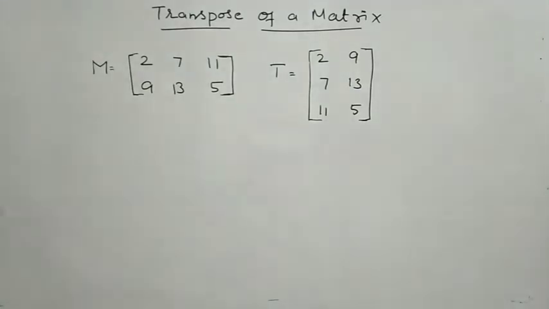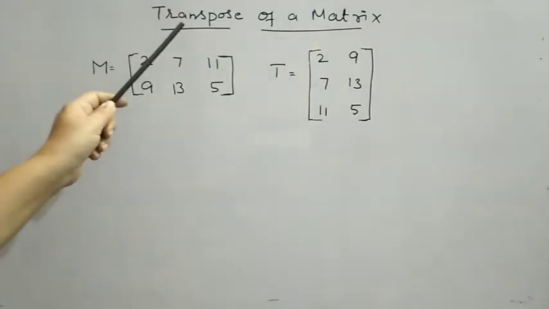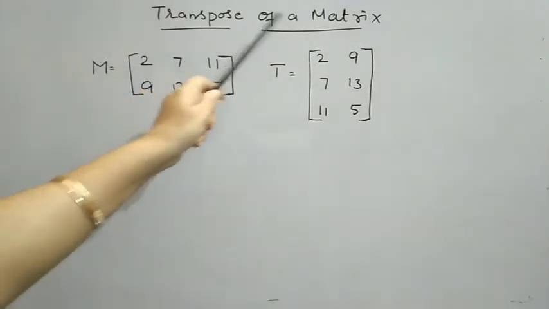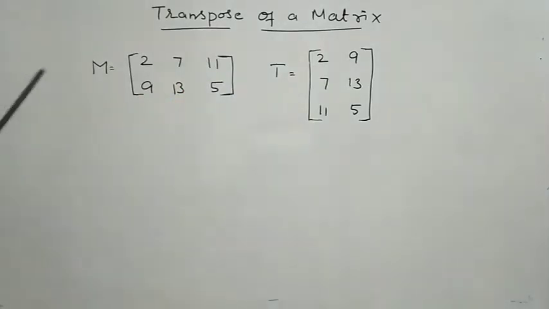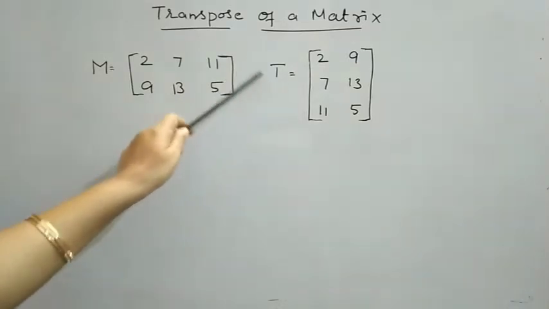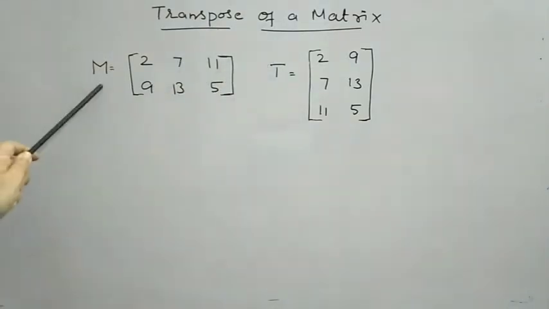In this video we are going to learn how to write a C program for implementing the transpose of a matrix. We have a given input matrix M and the output matrix is T, that is the transpose of the given matrix M. First we will see what the order of this matrix is.